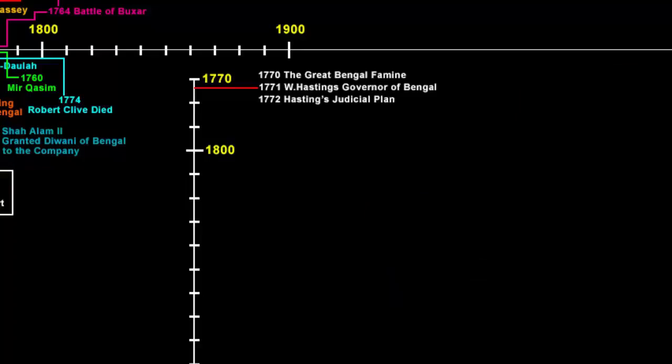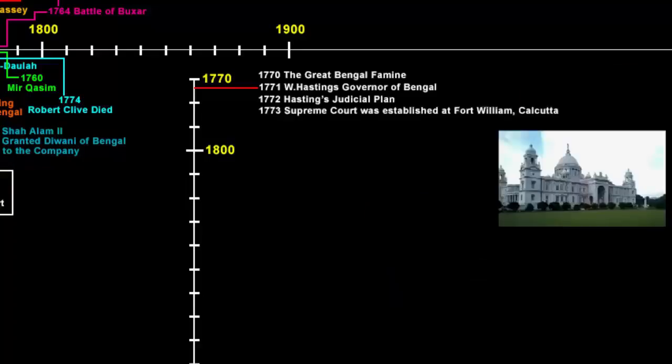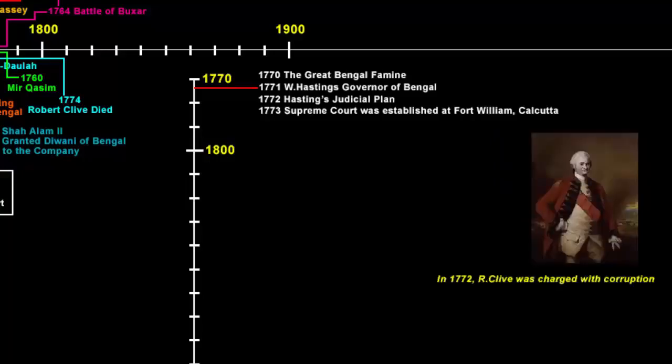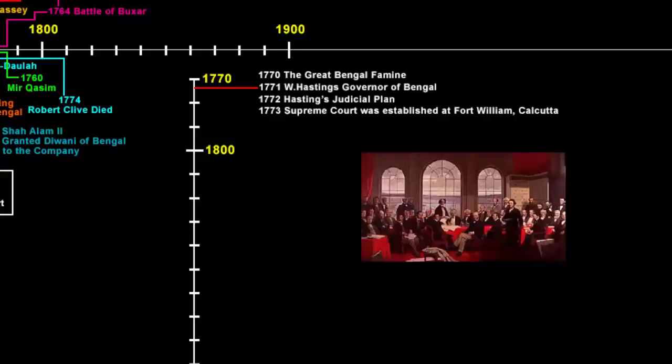In 1773, a new Supreme Court was established at Fort William in Calcutta. Now you must be thinking, where did this Supreme Court come from? Now if you recollect from the previous video, in 1772, Robert Clive was charged with corruption by the British Parliament because of the massive wealth he had acquired while he was in India. Because of that, the British Parliament was facing a dilemma. It was concerned about the management of the company's rule in India.